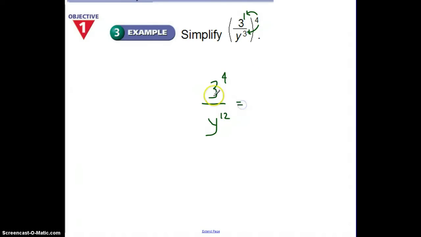Now the only thing in here is this piece right here. That 3 to the 4th we're going to have to deal with. Doing 3 to the 4th is going to be 81. And then y to the 12th in the bottom. And this is going to be my final answer.